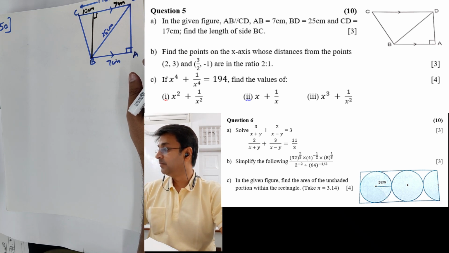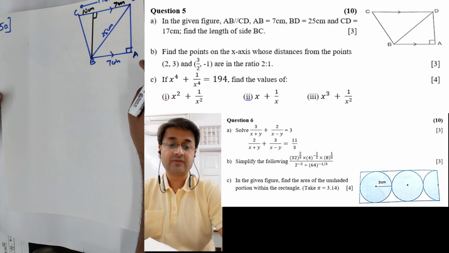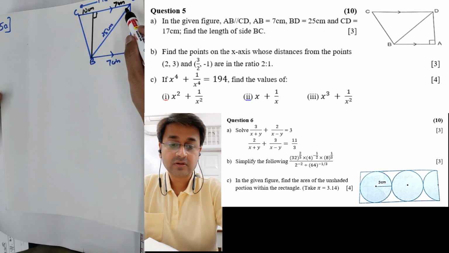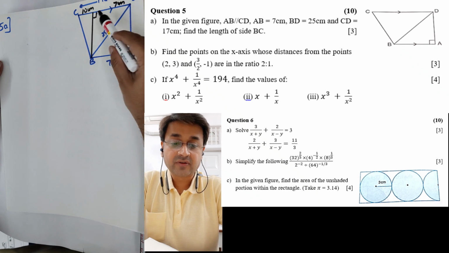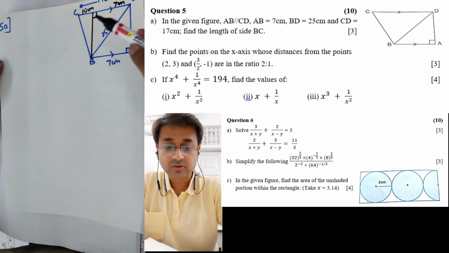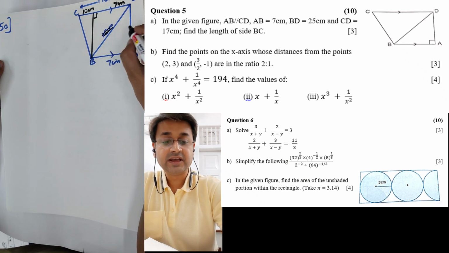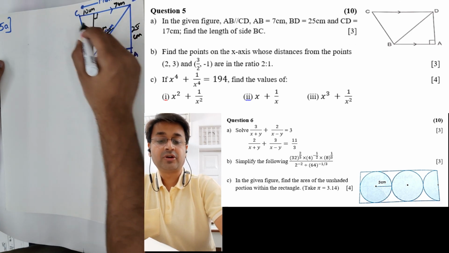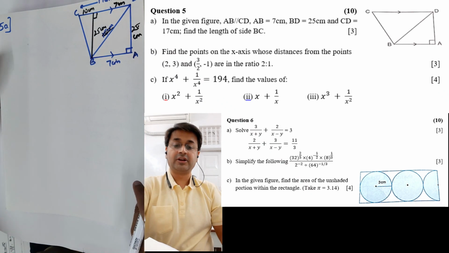Okay, they say PD is 25. Is it? Okay, so 25, 7, I will get this. No, one second. This is AD is 25. My bad. So if AD is 25, this also will be 25. Apply Pythagoras, you will get BC.